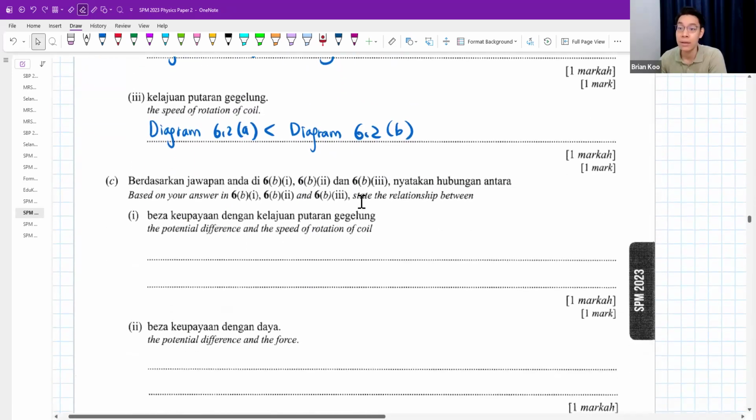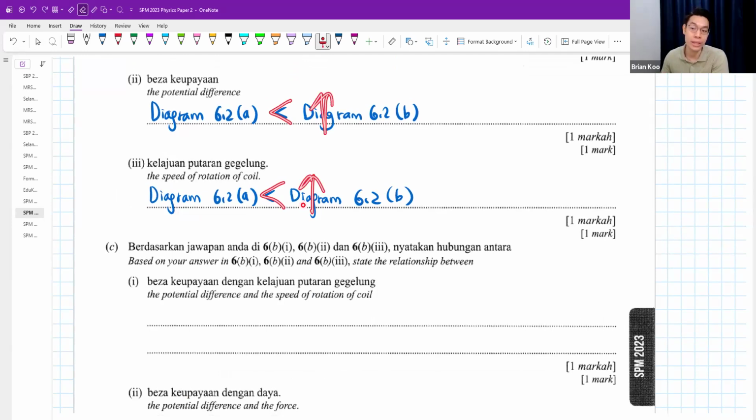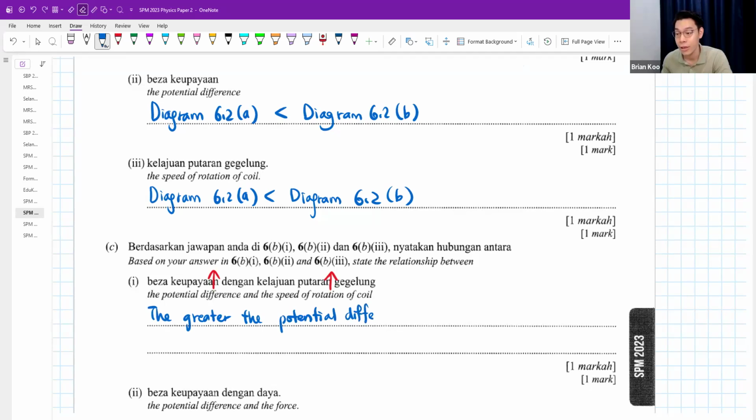Okay. Then, based on part B, state the relationship between potential difference and speed of rotation. If potential difference is smaller, then speed of rotation is smaller, or if it's greater, then it's greater. Up to you, either one. Maybe I like to say greater. The greater or higher also can. Or you want to say increase also can. As the potential difference increases, speed of rotation increases. The greater the potential difference, the greater the speed of rotation of coil.